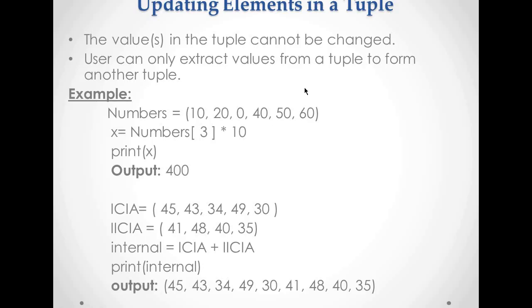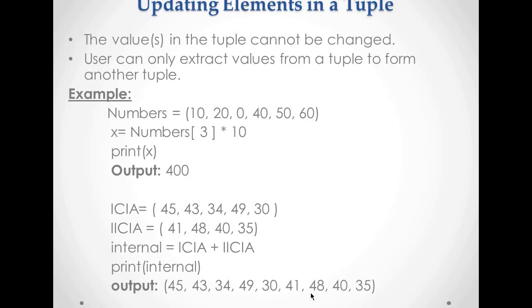But what we can do is access the values from the tuple and add or multiply with it and just print only. This value will not reflect in the original tuple. And the next example is we are taking two tuples. First, CA1 as the first tuple and CA2 as the second tuple, and we are performing concatenation of the two tuples and the result is stored in the variable internal and we are printing that variable. We are not modifying the tuple, we are just concatenating two tuples and printing the output.